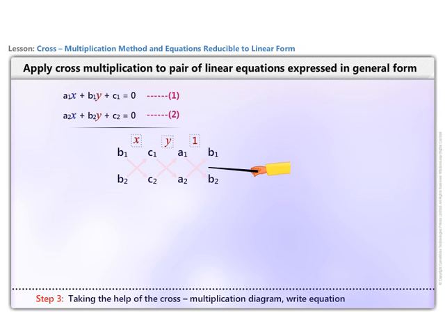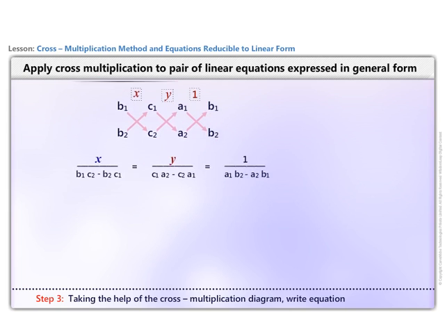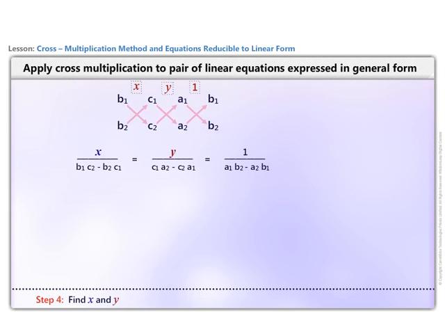Step 3. Taking the help of the cross multiplication diagram, write the equations. By the cross multiplication method, we can write the solution in the following form: x/(b1c2 - b2c1) = y/(c1a2 - c2a1) = 1/(a1b2 - a2b1). Step 4. Find x and y.